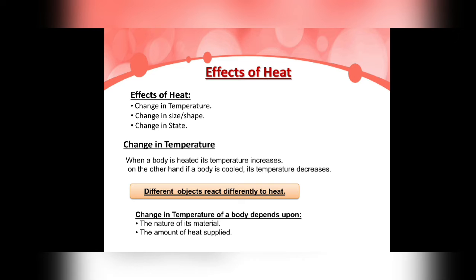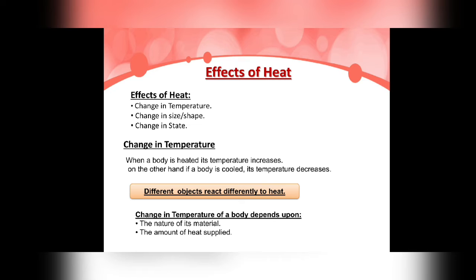This can be explained very easily with the help of an example of two spoons. Let's say we have one spoon made up of steel or iron and the other spoon made up of wood. Take these two spoons and place them in heat for some time under the sun, say 1 hour or 2 hours. Then after some time, go and check. You will feel that the iron or the steel spoon is more hot as compared to the wooden spoon. Why does it happen? This happens because of the nature of the material and the amount of heat supplied.